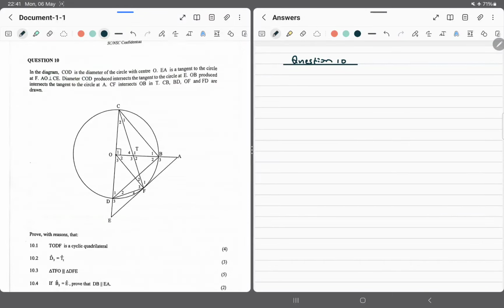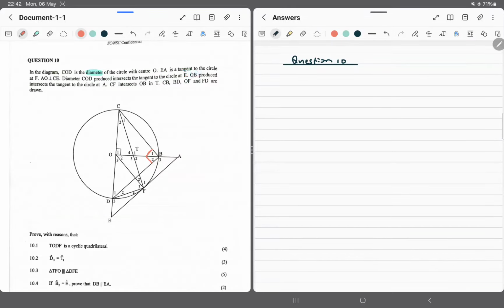Let's do question 10. We are told in the diagram COD is the diameter of the circle with center O. Again, do you see that? Diameter. Where is this one? COD. Let's write it. I don't need to write it. But what we are sure about is that a diameter always subtends a right angle at the circumference. So that angle, B1 and 2, is 90 degrees.